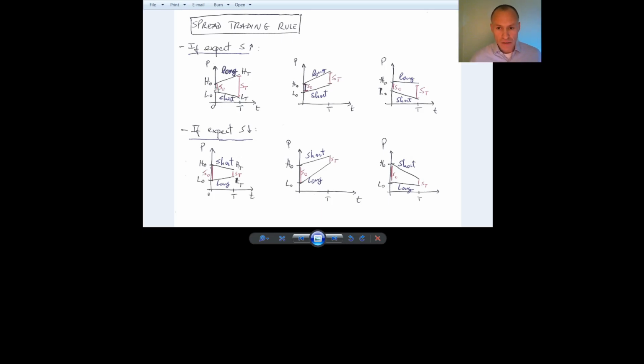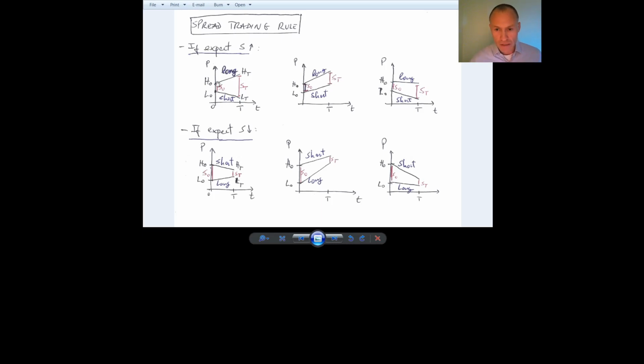So suppose that you do that. So you buy H at this initial price and you sell L at this initial price. Okay, and then you have this position, and then time moves forward, and then at some point later on in the future, capital T, you close the position. And you were right, your expectation comes true, the spread really increases.